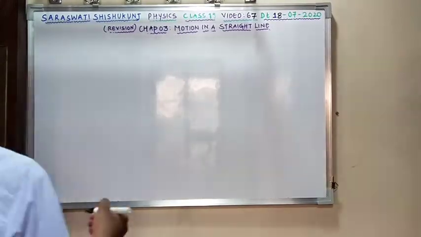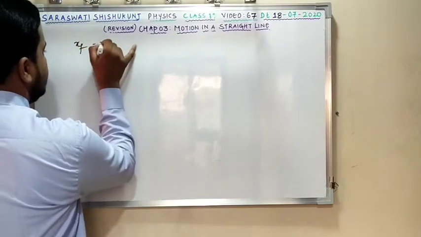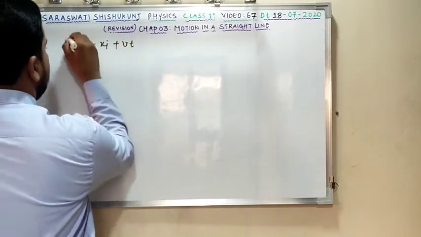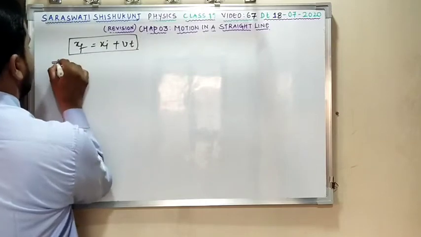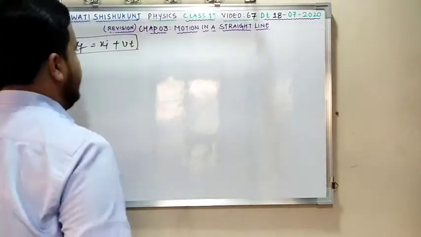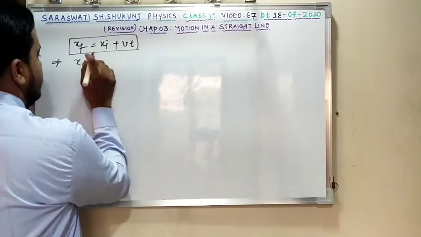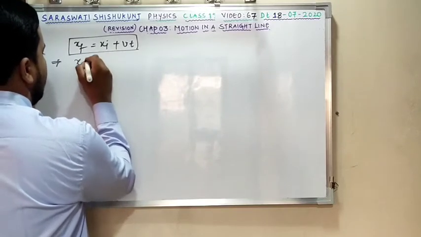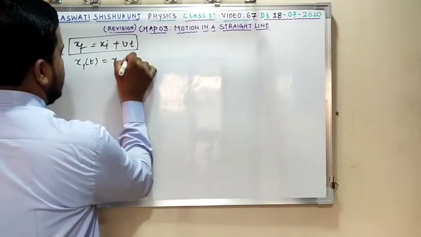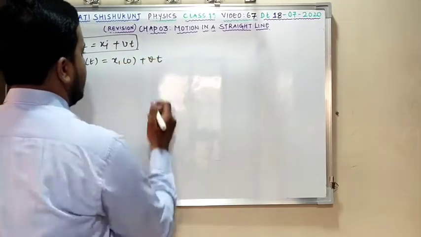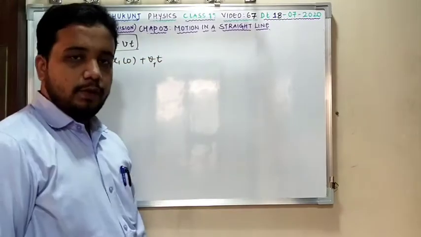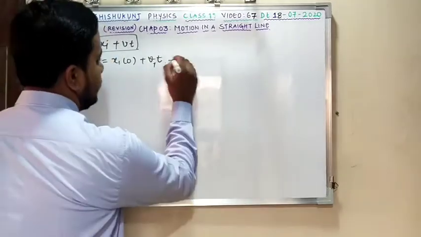So I have got my equation, that is xf equal to initial position plus vt. So I can calculate my position coordinates at time t. Let us suppose that position coordinate, x1(t), is equal to x10 plus v1 into t. Speed of the first object is v1. Clear? This is my equation 1.